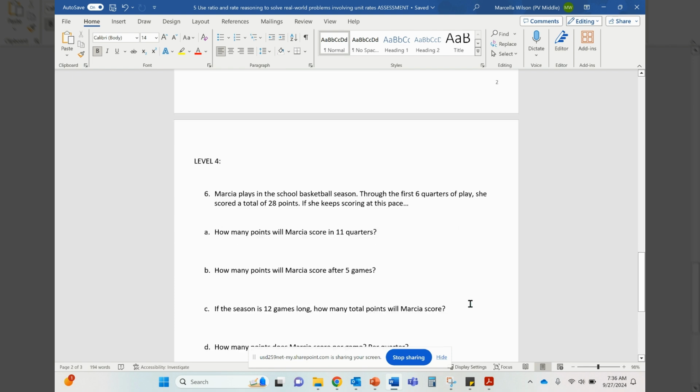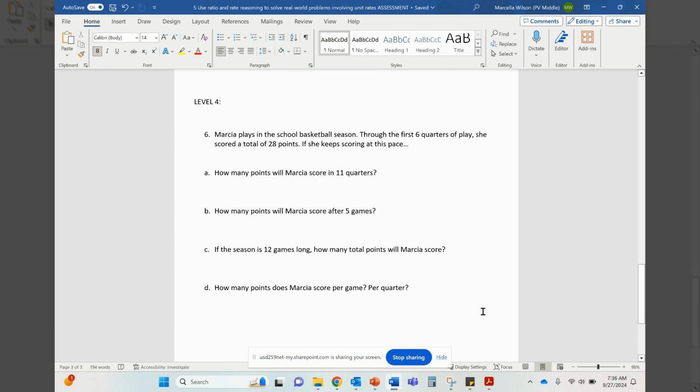Level 4, you don't have to try, but if you are feeling brave today, you should go for it. So number 6 says Marcia plays in the school basketball season. Through the first 6 quarters of play, she scored a total of 28 points. If she keeps scoring at this pace, A, how many points will Marcia score in 11 quarters? B, how many points will Marcia score after 5 games? C, if the season is 12 games long, how many total points will Marcia score? And then D, how many points does Marcia score per game and per quarter?